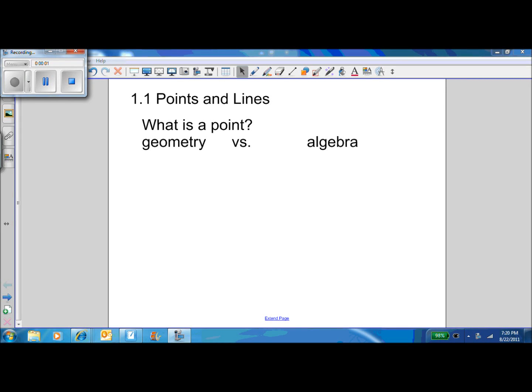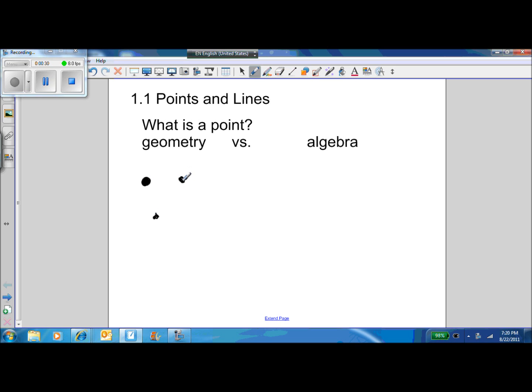So, we're starting off with points and lines. And we look at the idea of a point. What is a point? In geometry, it was actually something undefined. You drew one, you made a little point, and actually as soon as you start making it big, it's got more dimensions than it's supposed to have. It's supposed to have no dimensions, no width, no height, no length. But that was a point in geometry, and you can make a bunch of points like that.